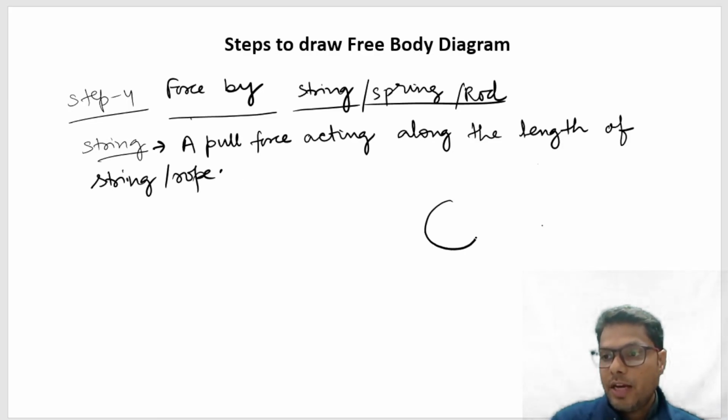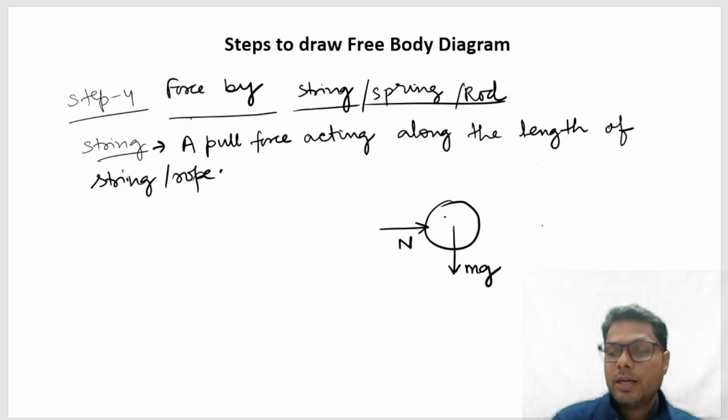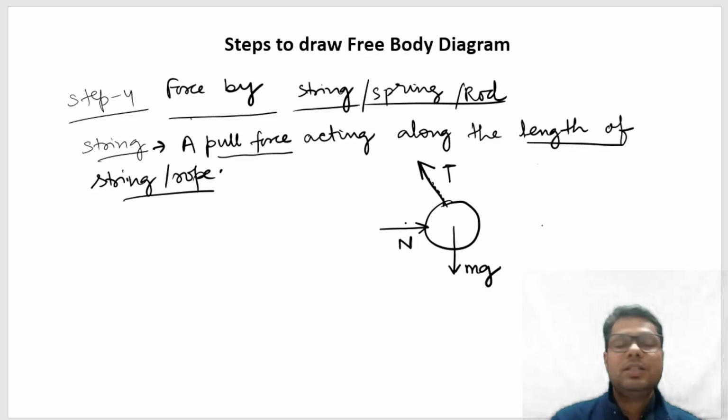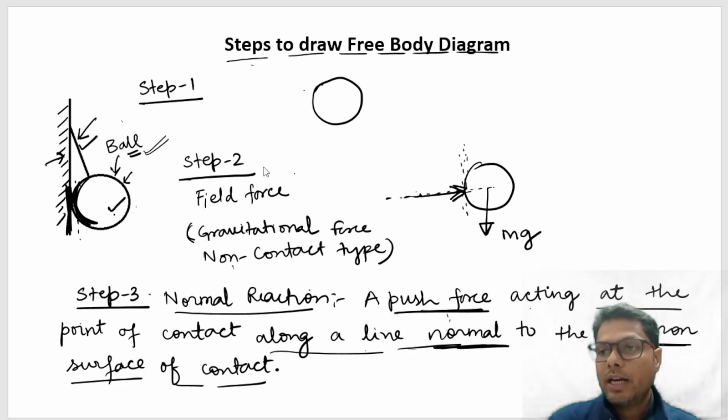So in first step we isolated the ball, in second step we apply the weight, in third step we apply the normal reaction, and in fourth step we apply the force by string, spring or rod. Here string is connected to the ball like this, so it will experience a pull force acting along the length of the string or rope. Let's say this force is T, that is tension in the string. So these are four simple steps in which we will draw the free body diagram of a body.